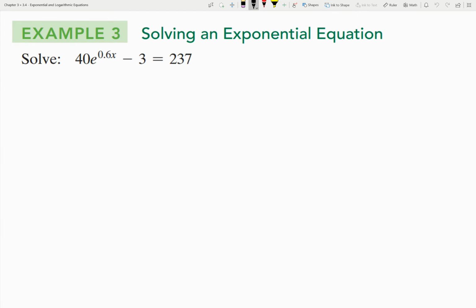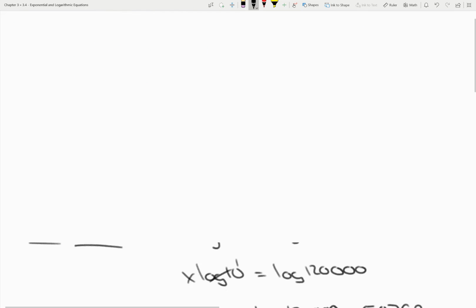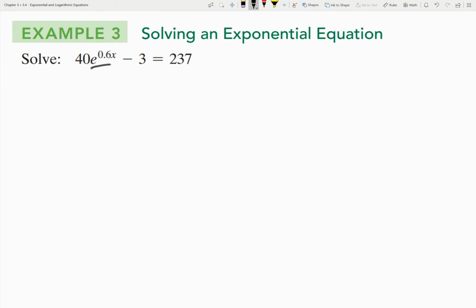So with this equation, I have to remember my first step. The first step was to isolate the exponential expression. So there's my exponential expression. There's the term with the exponent in it. I got to get it by itself. So I have to first add 3 to both sides. So this gives me 40 e to the 0.6x is equal to 240.